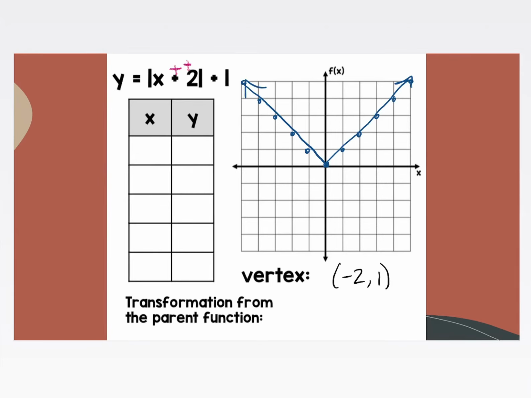Okay, and if we wanted to identify what our transformations are, we can look directly at our points right here. That plus 2 means it's going to be shifted left 2 units. And we're also going up 1 unit. So let's see that on our graph in order to verify that.